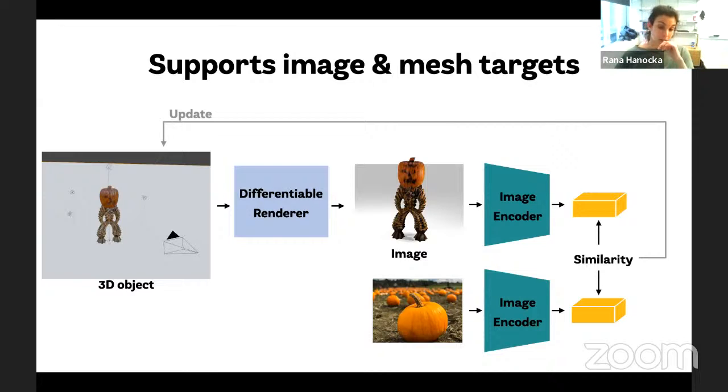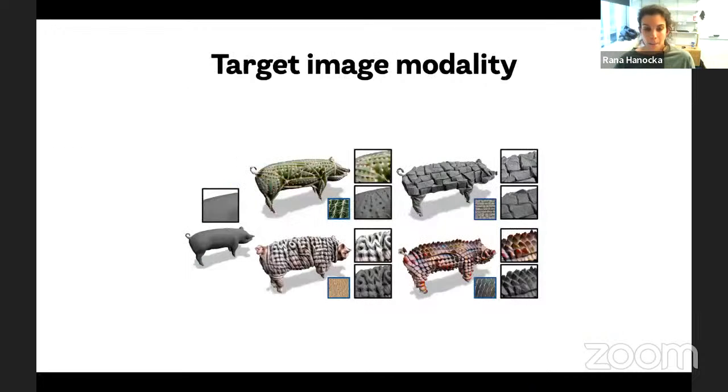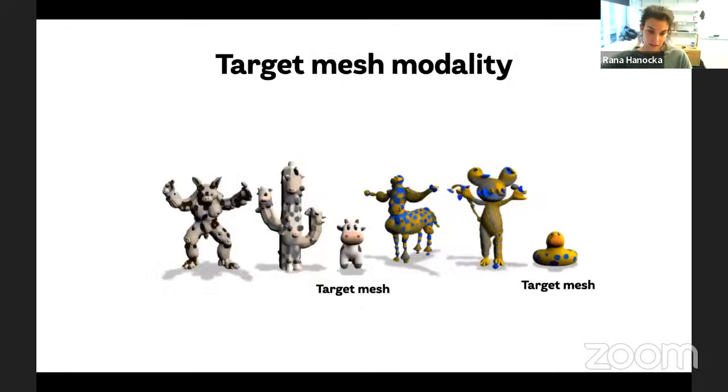We can also do the same thing with a mesh. We take a different mesh, render it from multiple views, encode it through the image encoder, and again get the similarity. So here are some results of this pig stylized with these image targets. And here are a few different examples of target meshes, smaller here on the bottom, and the corresponding stylizations.